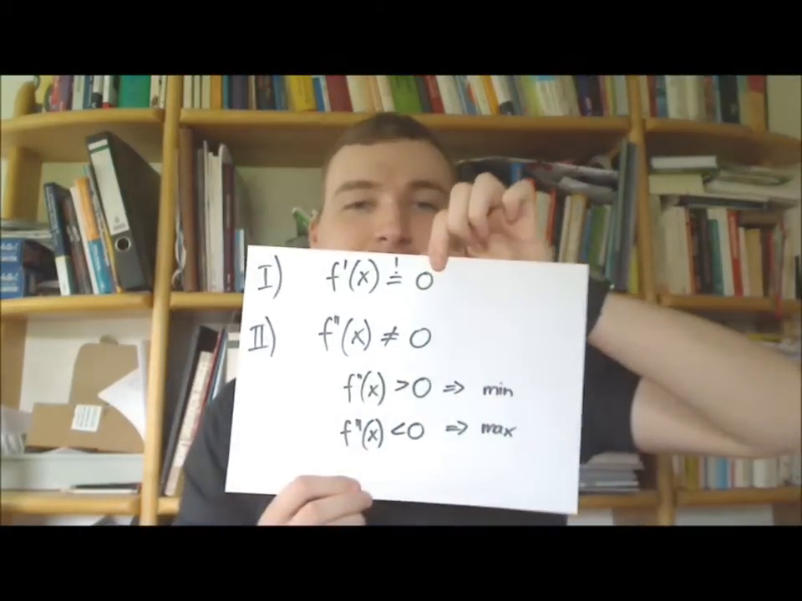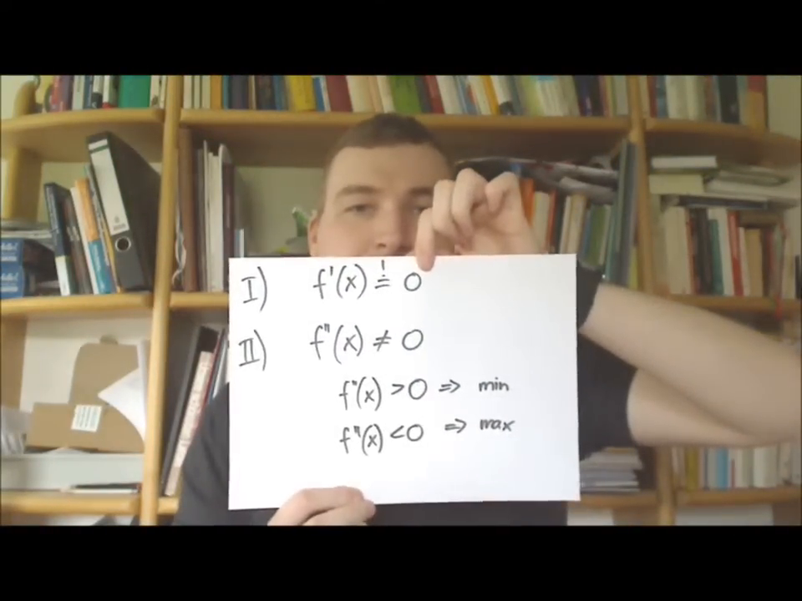Then what else? We have zeros. So where does the function cross the x-axis? And what else we have? We have critical points. I already presented them in another video. So critical points are always 2 steps. You should be familiar with these.